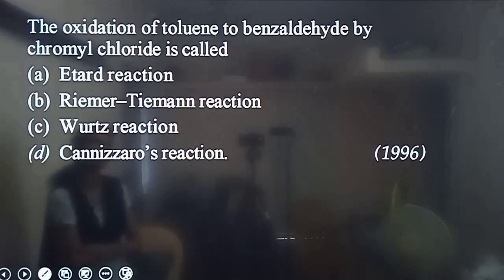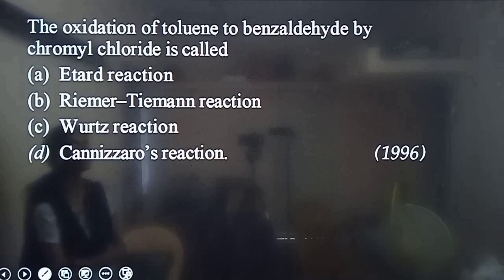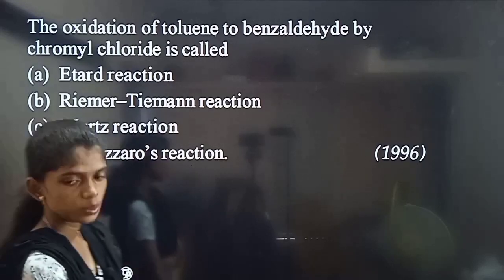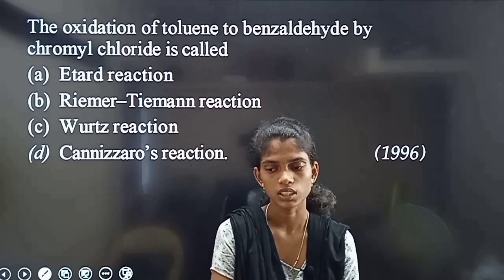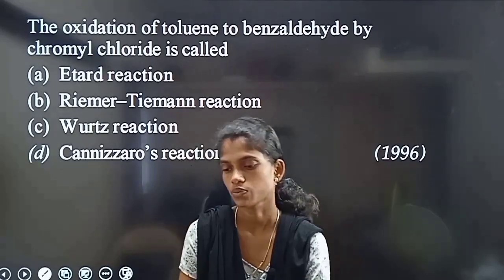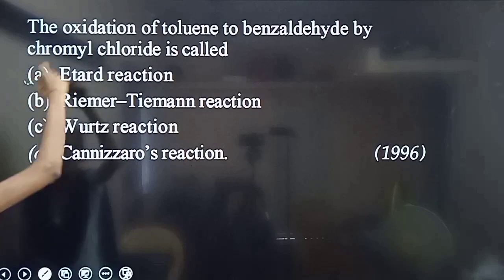Okay, the oxidation of toluene to benzaldehyde by chromyl chloride is called Etard reaction. Option B, Reimer-Tiemann reaction. Option C, Wurtz reaction. Option D, Cannizzaro's reaction. So I tell you, option A is the right answer.